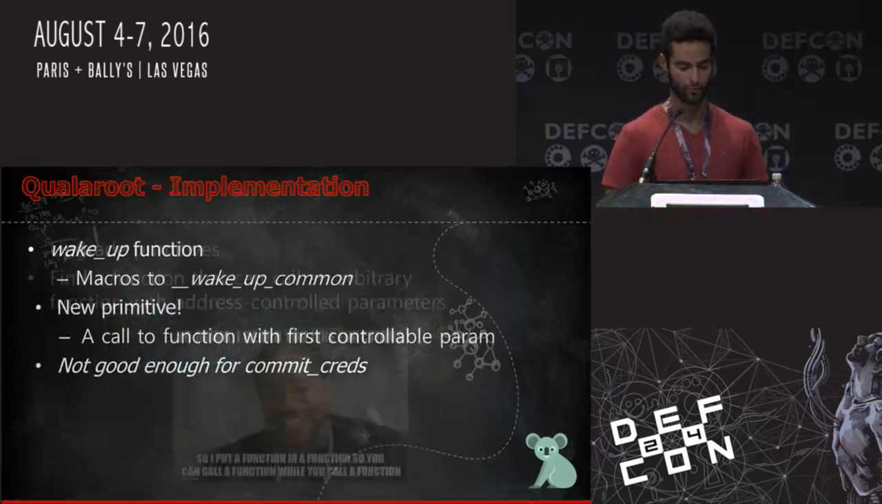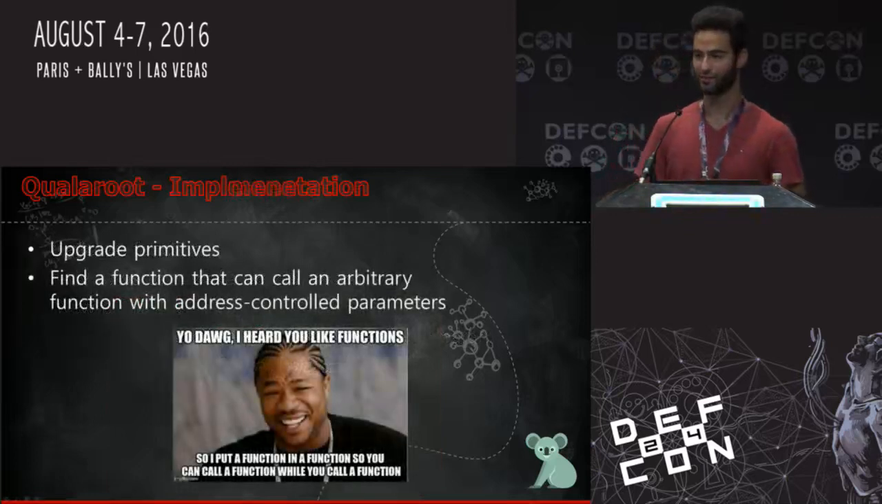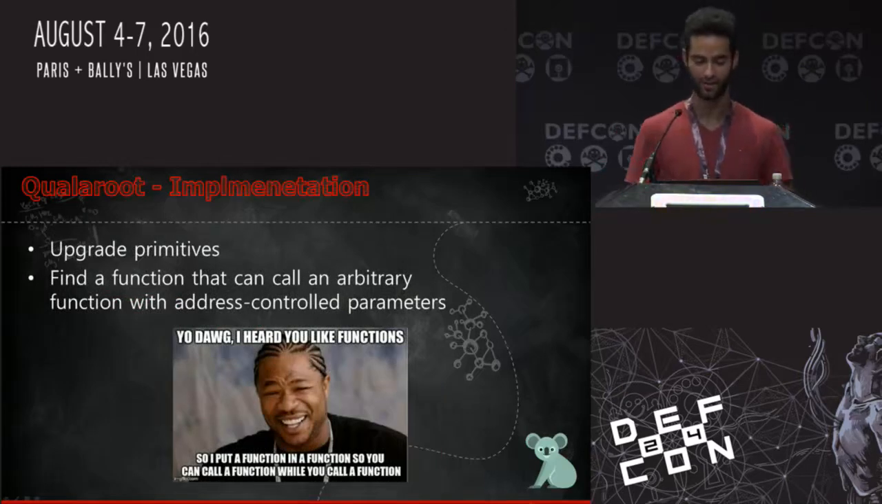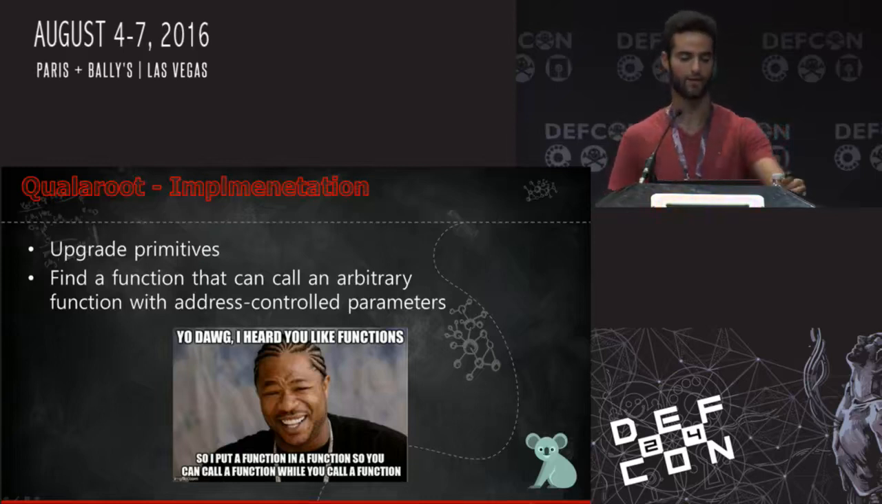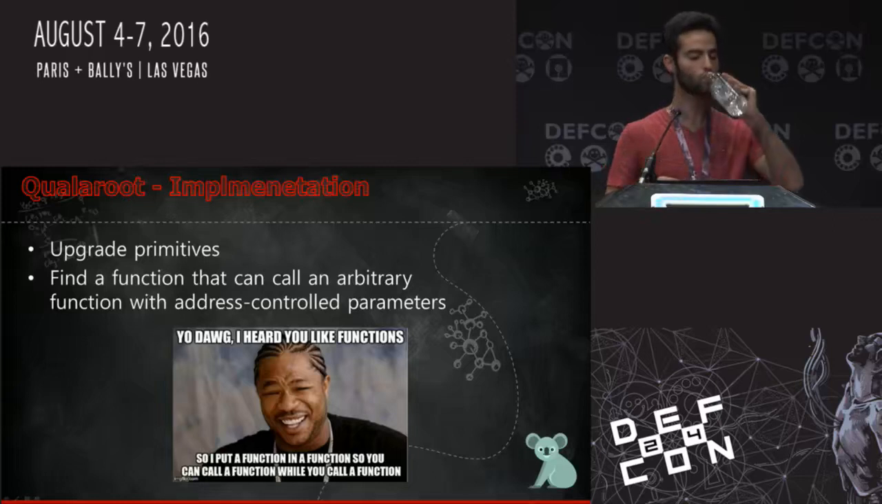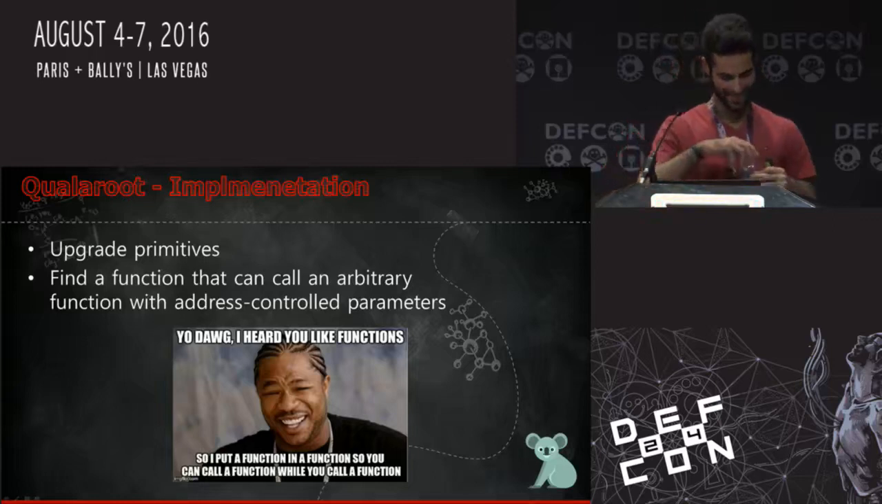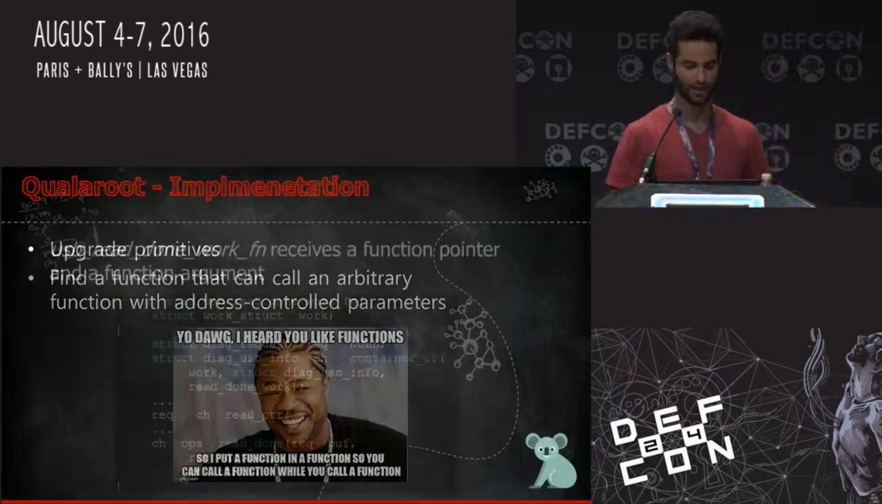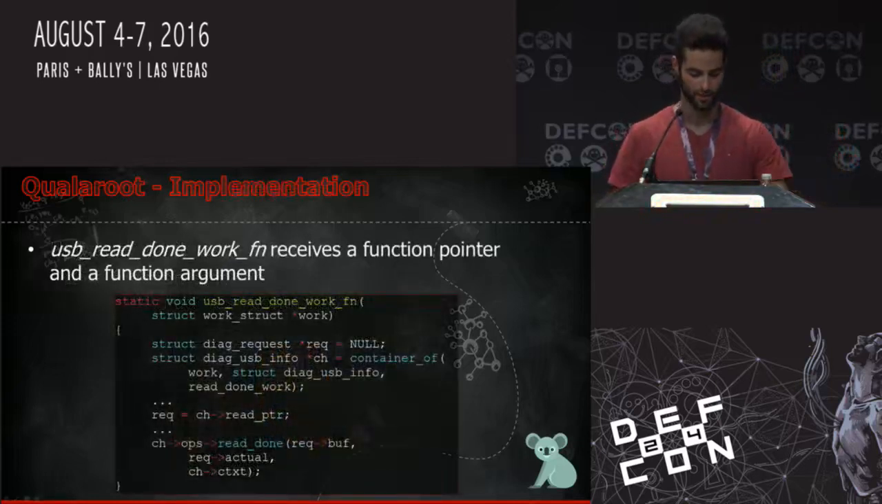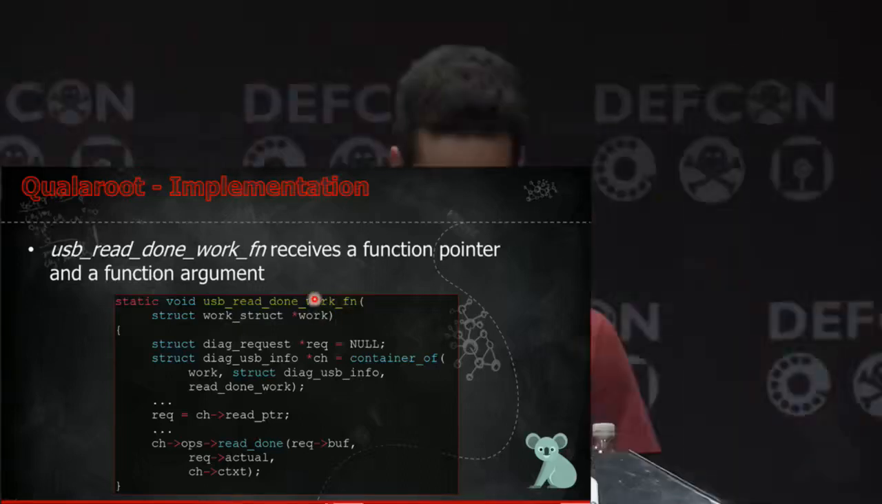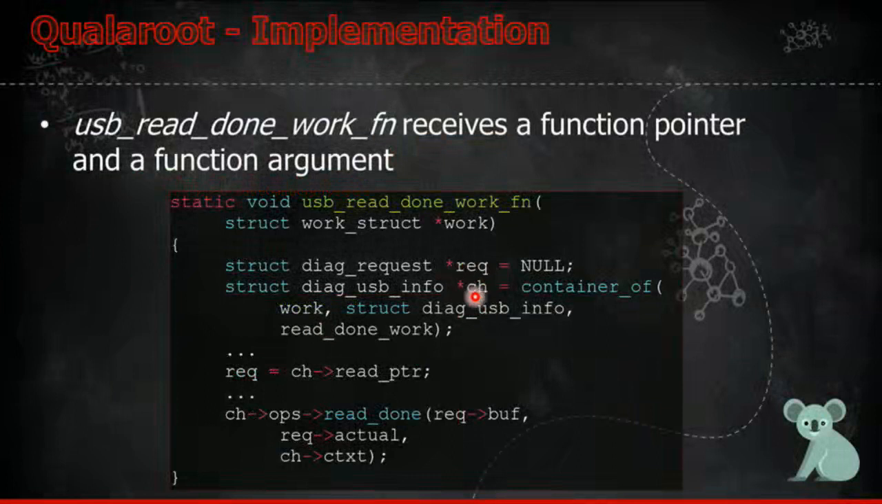So we had to upgrade our primitive. We have to find a function that, by controlling just a little bit of its first parameter, will allow us to call another function with 100% control over its parameters. So we looked for such a function, and we got usb_read_done_work_fn. As you can see here, we control work, so we control ch. Controlling ch allows us to control rec, and therefore we can call any function while we have 100% control of the first parameter. So buff is an address, so we can just put any pointer here.